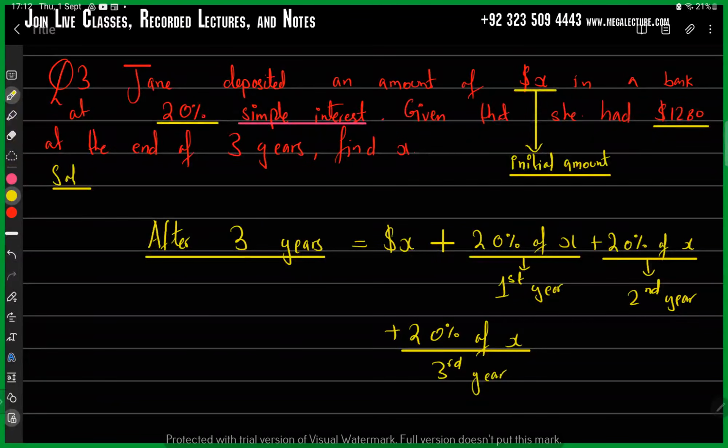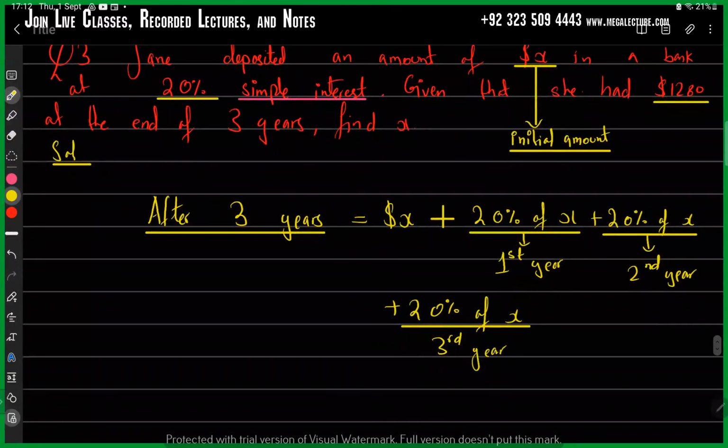Okay. Now we know that after 3 years, she had $1,280 in her bank. So now I'm going to plug in the values. After 3 years, the amount is going to be 1280, and that is equal to X plus 20% of X. I can write 20% as 20 divided by 100, and that is going to be 0.2x plus 0.2x plus 0.2x. Okay, are we clear with the fact that 20% is equal to 0.2? Yes, clear. 20 divided by 100, and this is basically 0.2.